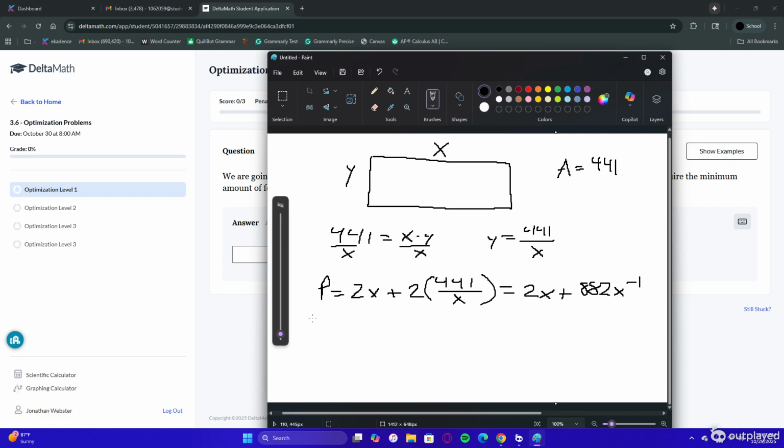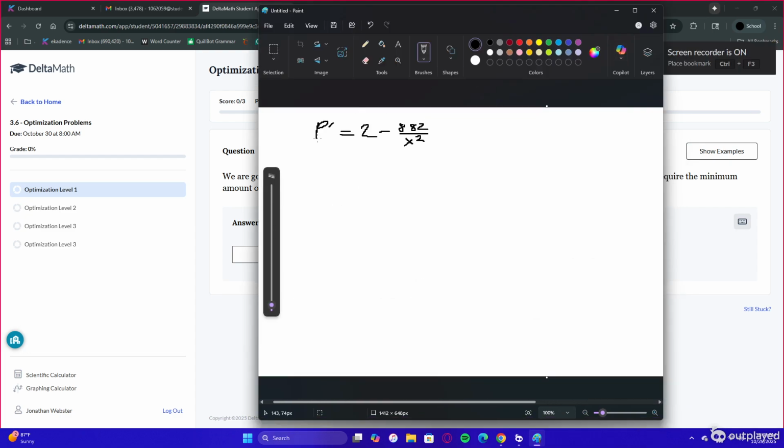So doing P prime, you'd get 2 minus 882 x to the negative 2. And that just looks like 2 minus 882 over x squared. Okay, so now that we have P prime equals 2 minus 882 over x squared, we have to solve for the critical points now to find the minimum.